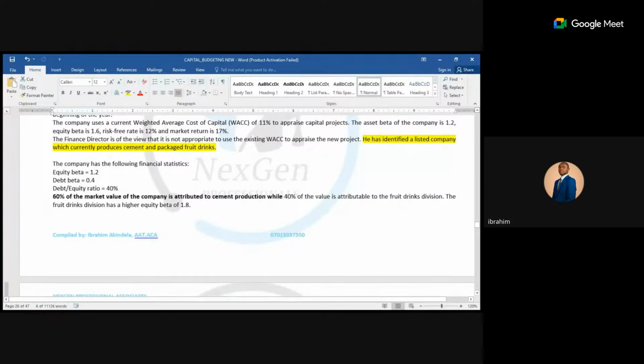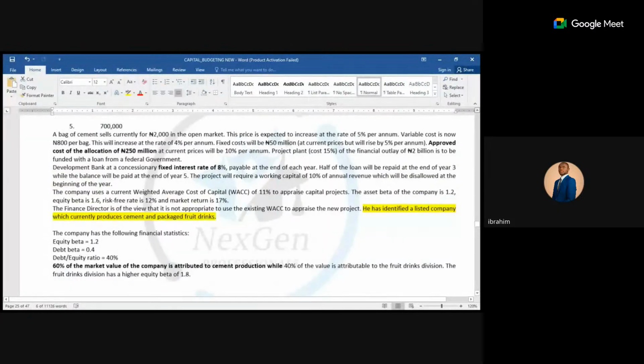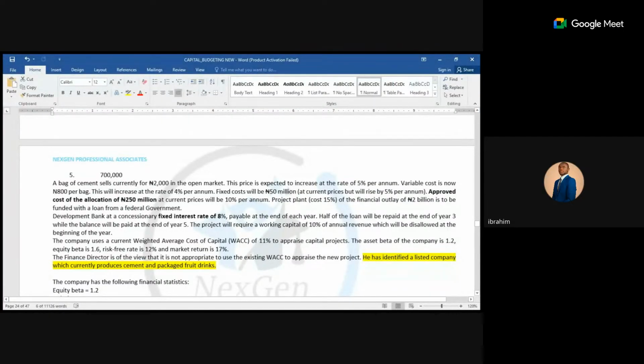So let's quickly go back to the question. Let's check what is our working capital. This is not relevant, right? This is not relevant because it will be financed by government loan. Where is our working capital, class? The project will require a working capital of 10% of annual revenue, which will be disbursed at the beginning of the year, right?